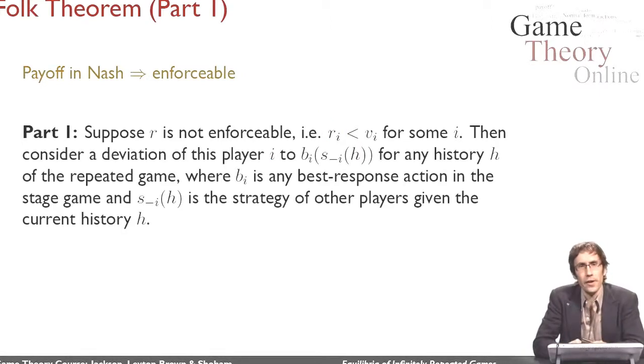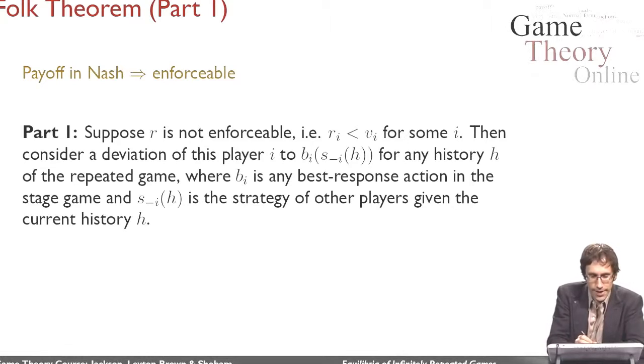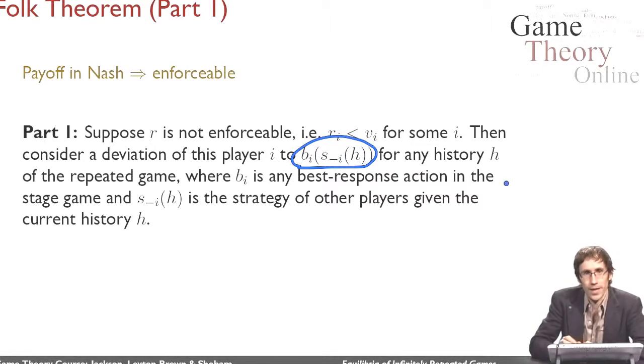Now let me consider a situation in which this player i changes his strategy. Let's imagine that he instead deviates to playing b_i of s_minus_i, h. I'll tell you in a second what that means, anytime he's in a history h of the repeated game. So what is this thing?